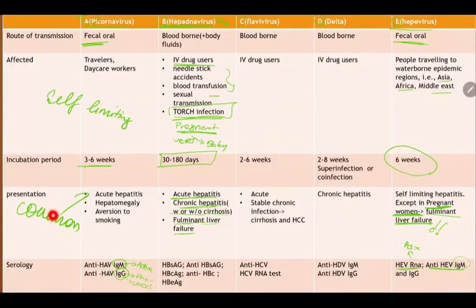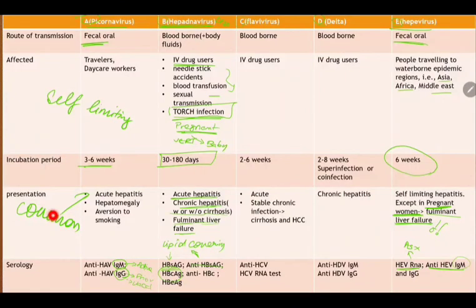All right. For serology, it's quite a mouthful for Hep B virus. There's HBsAg, which is an antigen that is found on the lipid covering of the virus. And the immunoglobulin against this is anti-HBs.